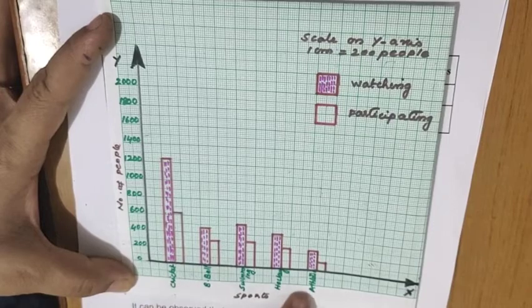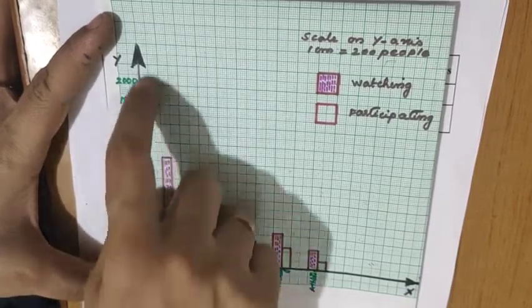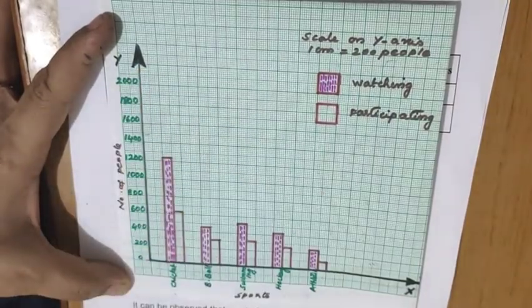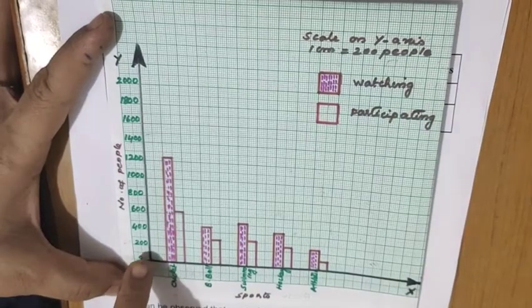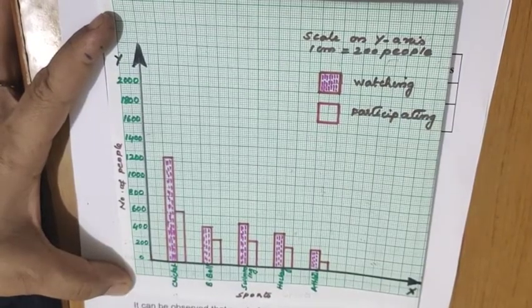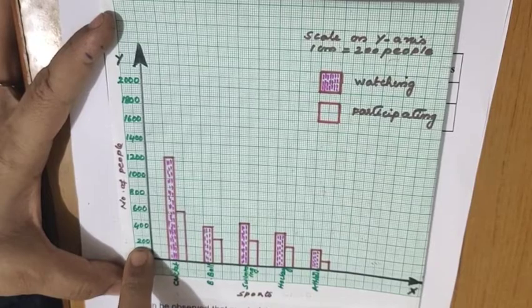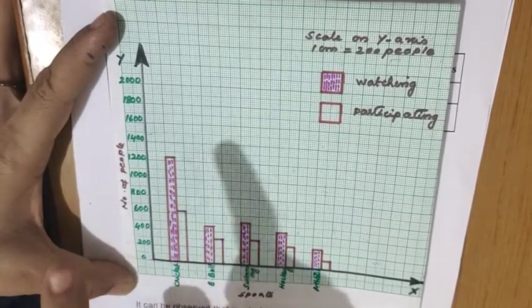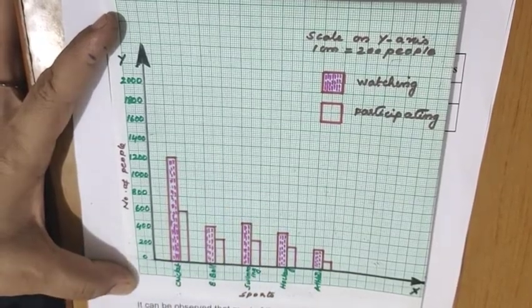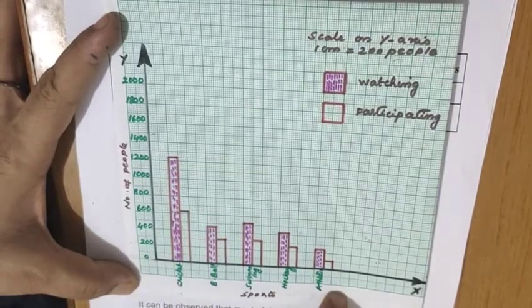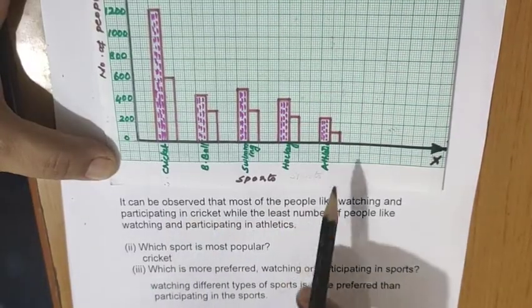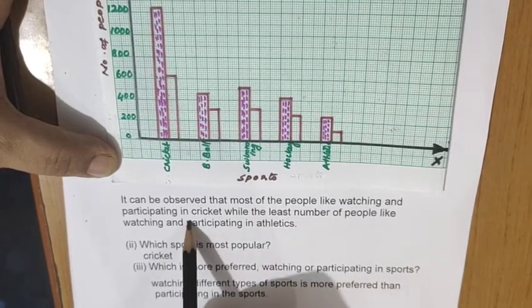And this side what we have taken is sports. Here, the number of people who are interested to watch or participate. Now we have to choose an appropriate scale, which means we have taken 1 centimeter equal to 200. So we have to write multiples like 200, 400, and complete the double bar graph. What do you infer from the graph? That is the sub question for this one.